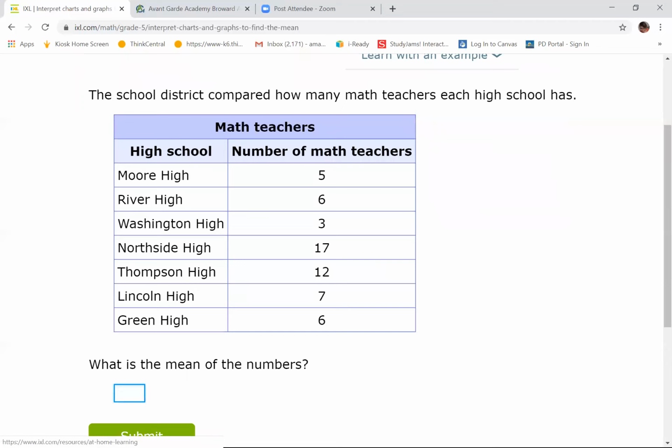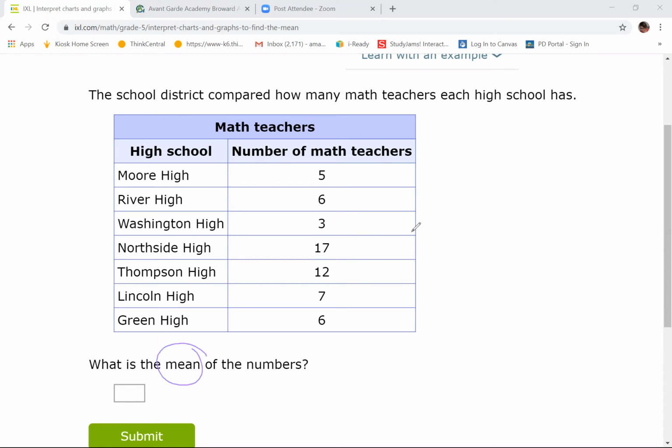So here it says the school district compared how many math teachers each high school has. So Moore High School has 5 math teachers, and River High has 6, Washington 3. Wow, Northside High, that's a lot of teachers. That means they must have a lot of students. And if there's only a few teachers like here, this is probably a small school, not too many high school students. We need to find the mean of the numbers.